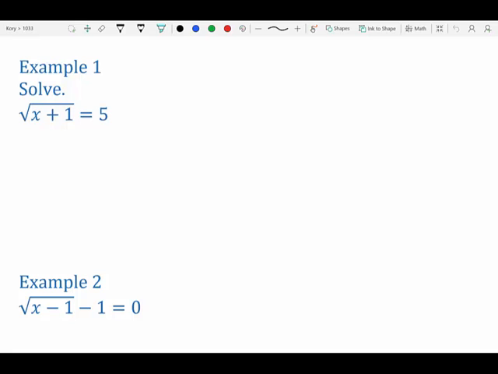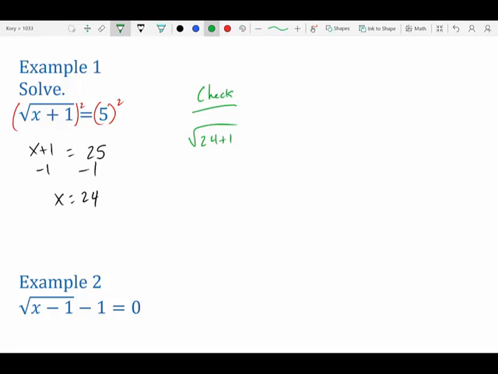So example 1, we want to solve the square root of x plus 1 equals 5. Since we already have a radical by itself, we're going to square both sides because the index is 2. So we have x plus 1 equals 25. Subtract 1, we have x equals 24. Now we need to check our answer. This one's not hard to check. We plug it in, we have the square root of 24 plus 1 equals 5. So the square root of 25 equals 5. It indeed does. So it is a solution.